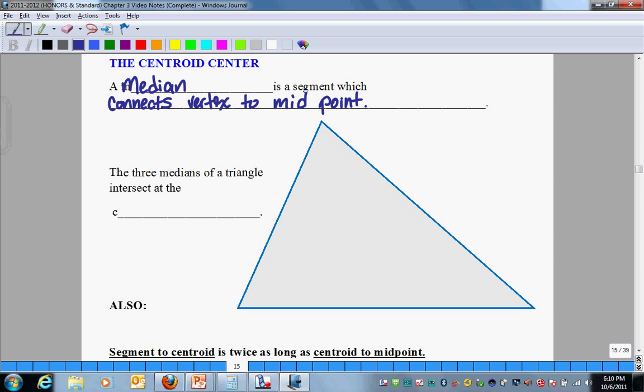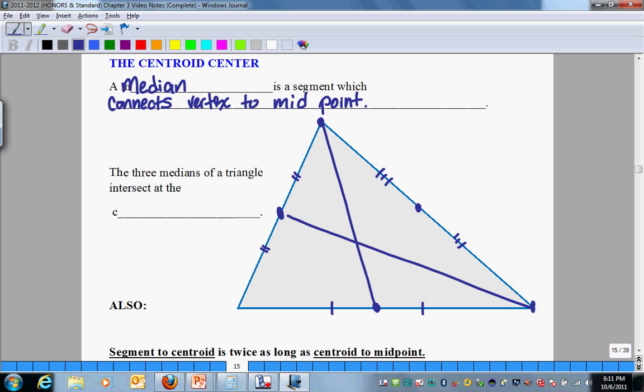So we're dealing with the midpoint here. So step number 1, we want to eyeball the midpoint of this side. Put hatch marks around it. Eyeball the midpoint here, double hatch. And eyeball the midpoint here, triple hatch. Now we connect vertex to midpoint, vertex to midpoint, vertex to midpoint. These are all called medians.